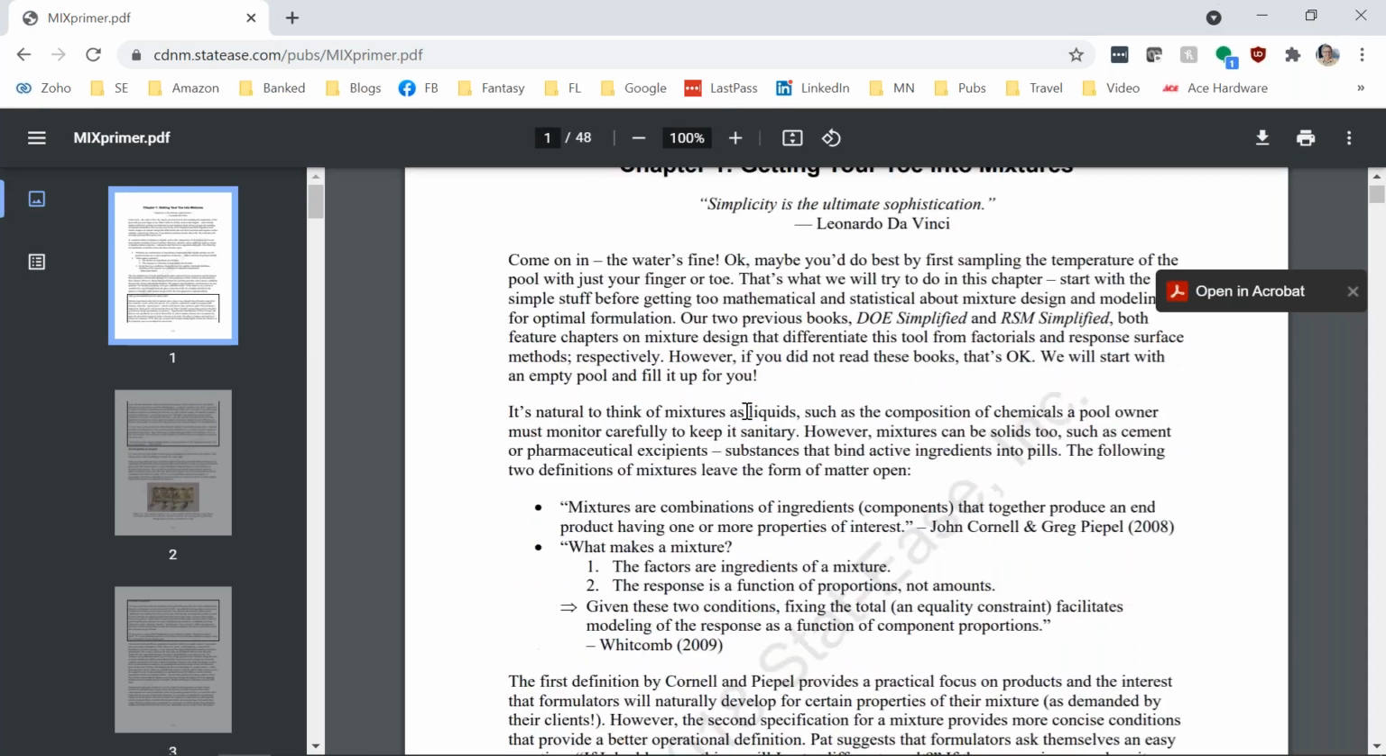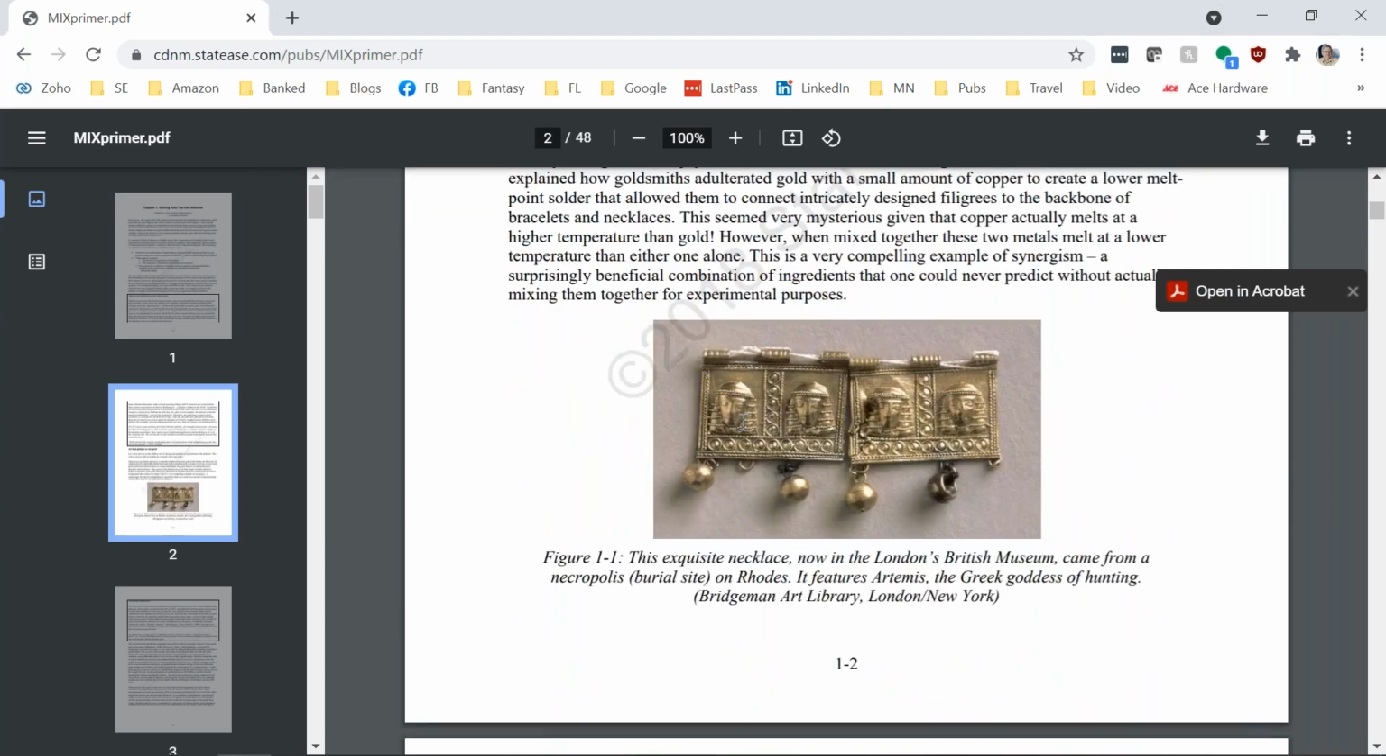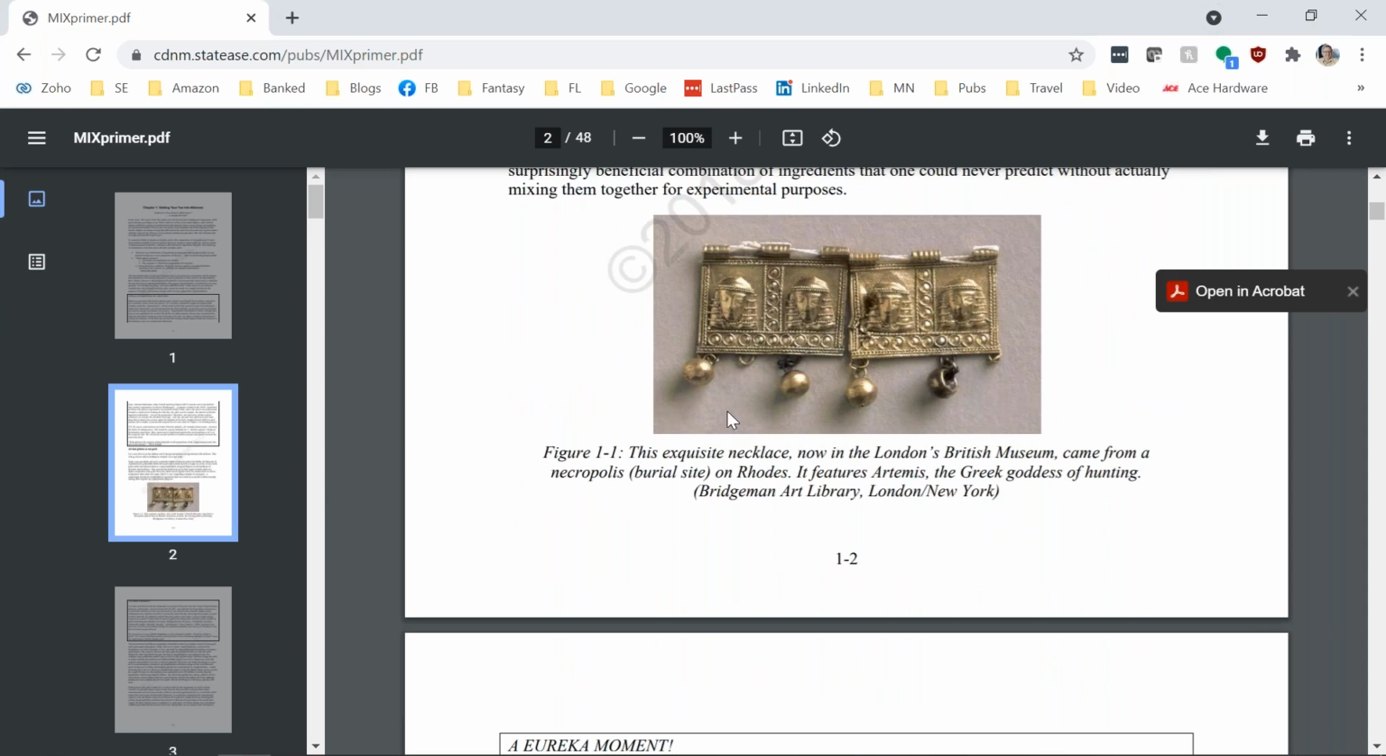that helps you get your toe into the mixtures and kind of explains the aspects of it, because it's a little bit different. It starts with kind of a fun example of mixing gold and copper, and the old story of Archimedes, trying to check if the king's crown had been adulterated.